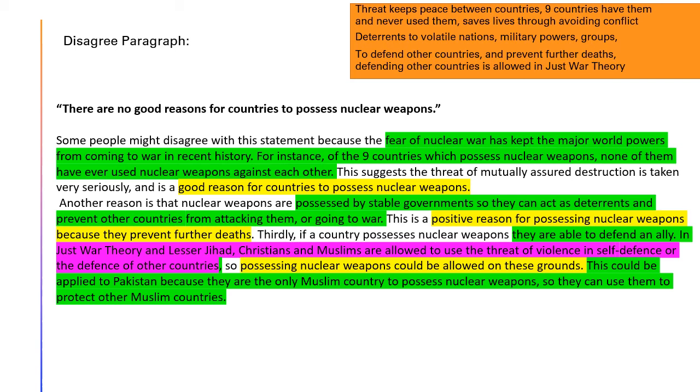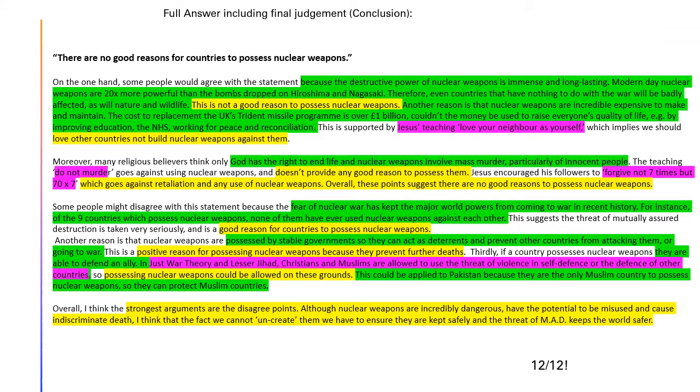So let's have a look at what it looks like all together. As you can see on the screen now, we've got our full answer with our final judgment at the end. Now, our conclusion, our final judgment wraps everything together. It picks out the strongest arguments of our evaluation, and it says why we come down on one side and not on the other side. Remember, it doesn't matter which side you come down on. There's no kind of right or wrong.